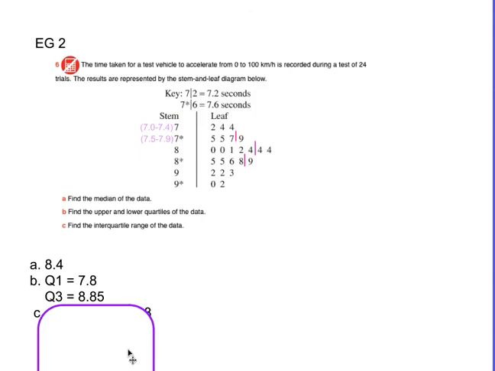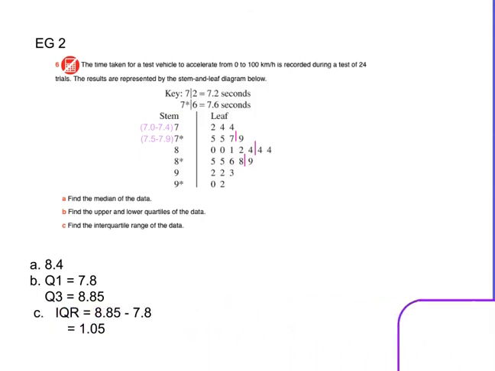So the last question that you'll be asked to do is find the interquartile range, and hopefully you remember from last time that our interquartile range is just Q3 take away Q1. So in our example, our interquartile range, which is a measure of spread, is 1.05.